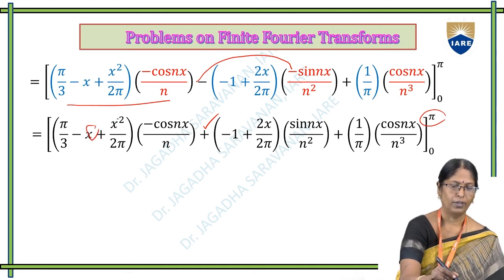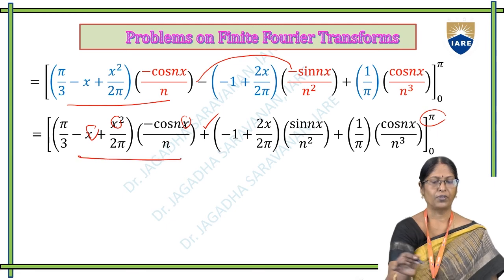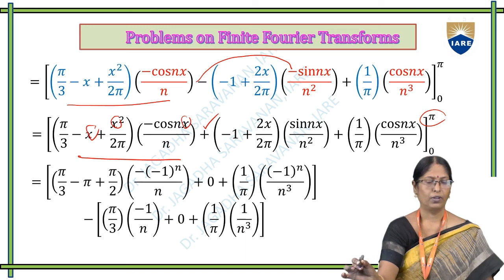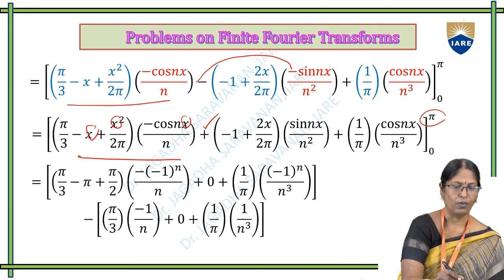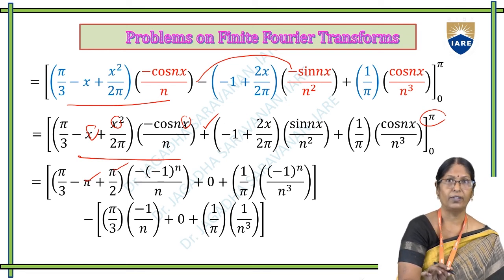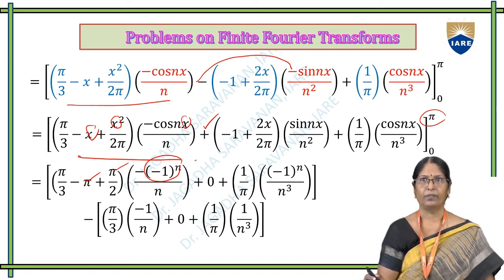Here, here, here. This is the first term. In the places where I circled it, we have to substitute. We substituted 1, 2. Here pi square, but down pi is there, so both get cancelled, it has become pi. This is cos n pi. Cos n pi value is minus 1 power n.